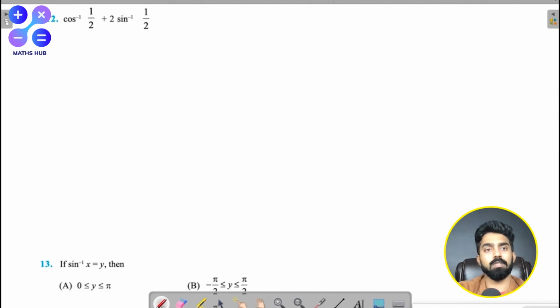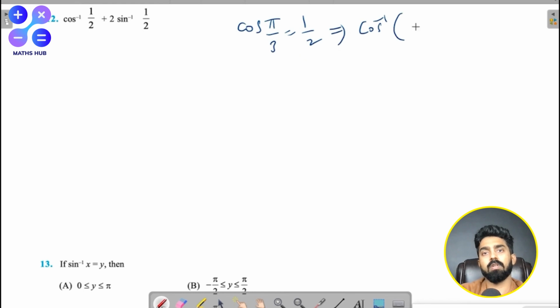Okay, let's look at this question. So here we have cos inverse of half plus 2 sin inverse of half. Again, I guess pretty straightforward. So cos, what gives you half? So cos 60, which is cos pi by 3, gives you half. Right? So that means cos inverse of half is pi by 3.